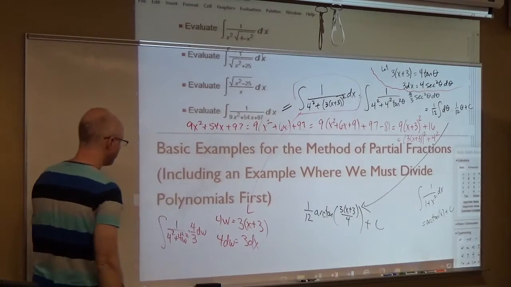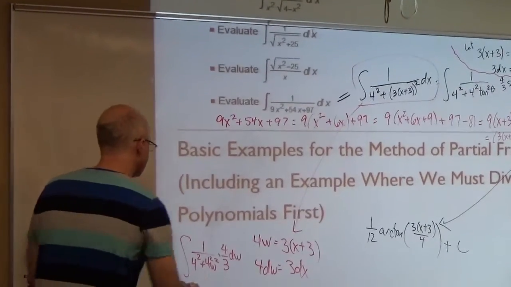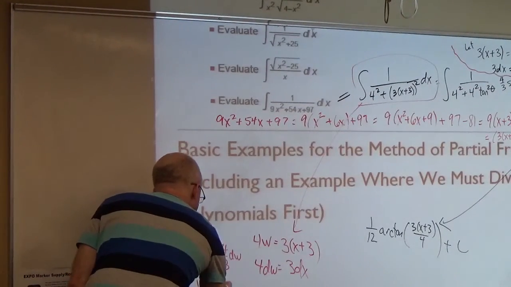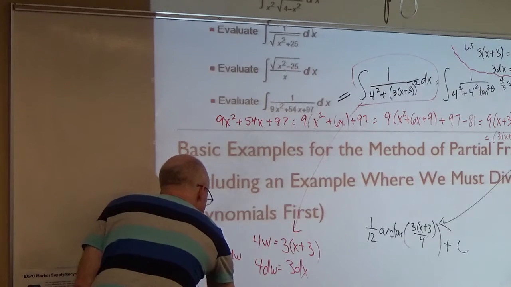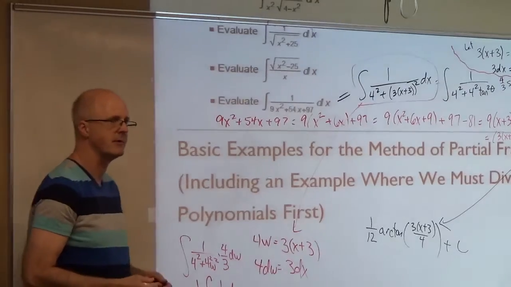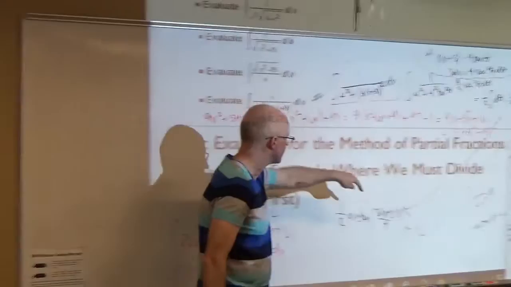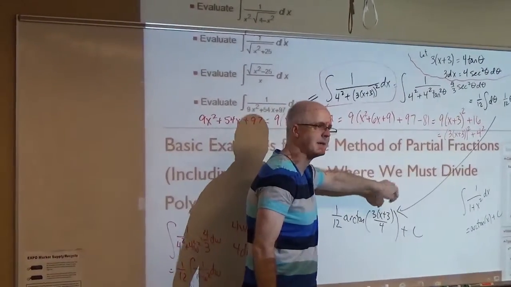Square there as well. One of the 4's would cancel still. You'd have a 1/12 still. This would be 1/12 times the integral of 1 over 1 plus w squared dw. You get the same thing. That would be 1/12 arctangent of w plus c. Solve that for w. You get the same thing. It is the same answer.